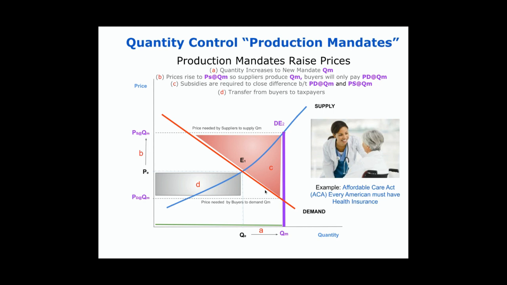There's another factor here. You'll notice that the price gets driven down with this subsidy, and in general, sometimes there's a transfer. The people who were willing to pay more now can pay a lower amount, and so there's a transfer from buyers to taxpayers in order to have this lower amount. And that's what a production mandate looks like.